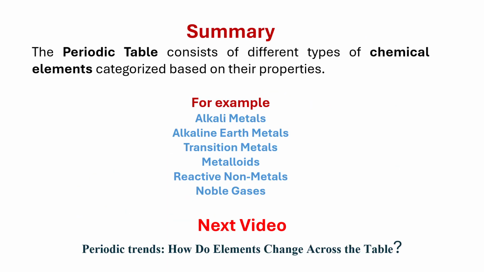So the summary of today's lesson is that the periodic table consists of different types of chemical elements categorized based on their properties. For example, as I said, alkali metals, alkaline earth metals, transition metals, metalloids, non-reactive metals, and noble gases. So in my next video, I will talk about the periodic trends, or how do elements change across the periodic table.